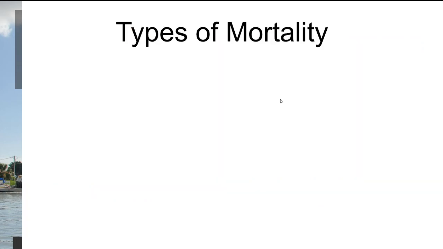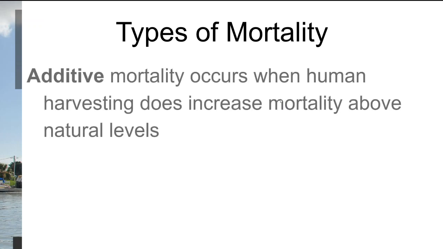As we go through this talk, I want you to keep in mind a couple of ideas. There's always mortality in a population, right? As new individuals are being born, others are dying. When we intervene in a population, when humans cause some of that mortality, it can be done in a number of different ways. For example, it can be additive. So additive mortality occurs when human harvesting increases mortality above natural levels. So whatever's going on in that population, human harvesting adds to it.